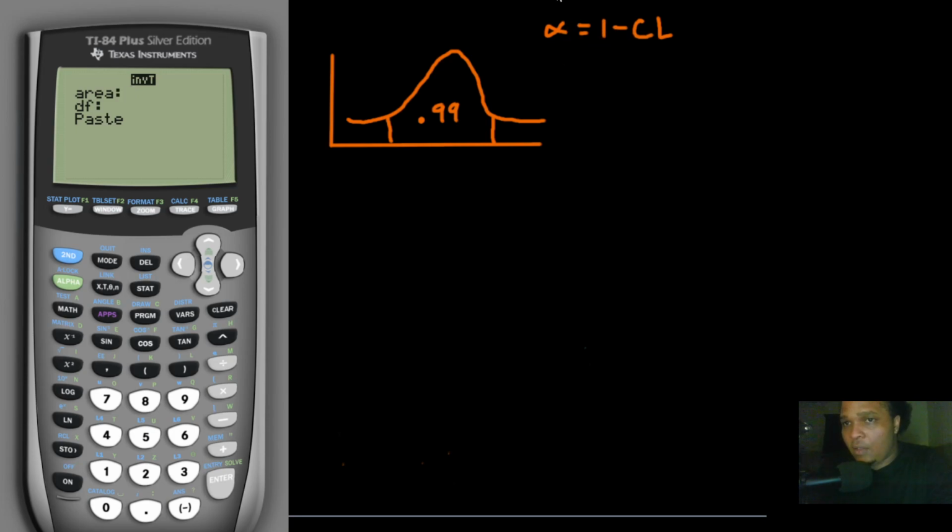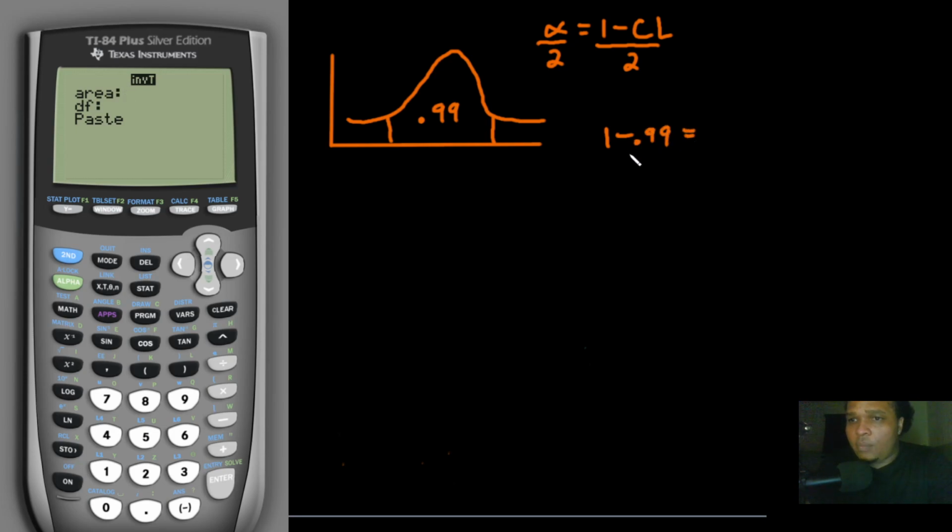Alpha is 1 minus CL. What about when they put this over 2? That means you're going to do the same thing over here. Don't get too worked up on the little formula. Remember, the area underneath the curve should give you 1 whole, 100%, right? So just do 1 minus your CL, 1 minus 0.99.